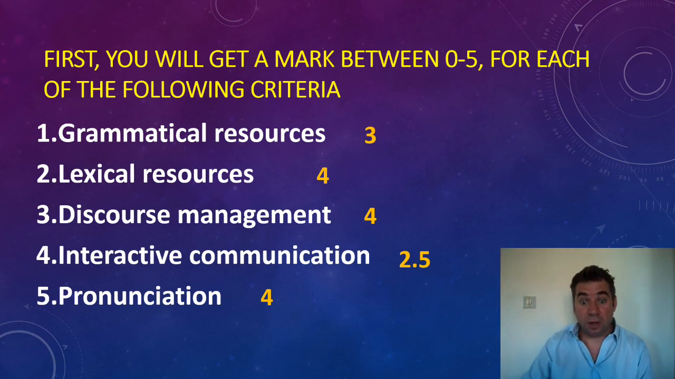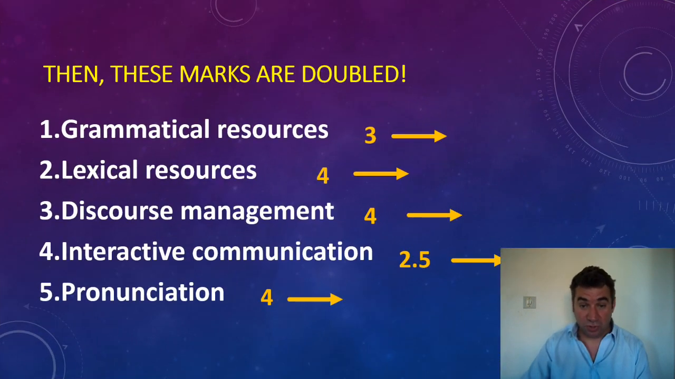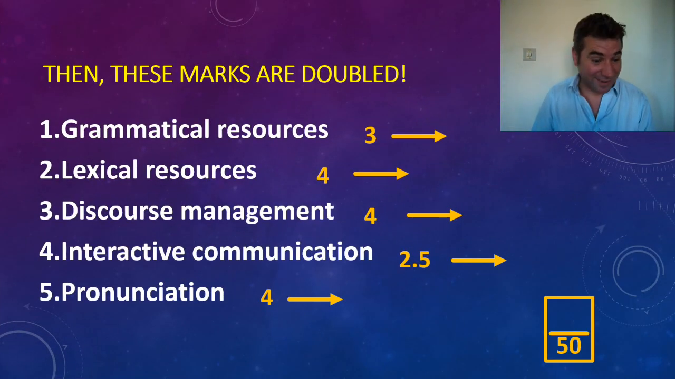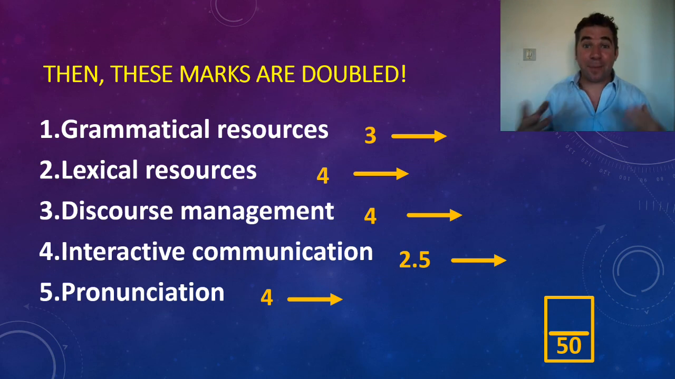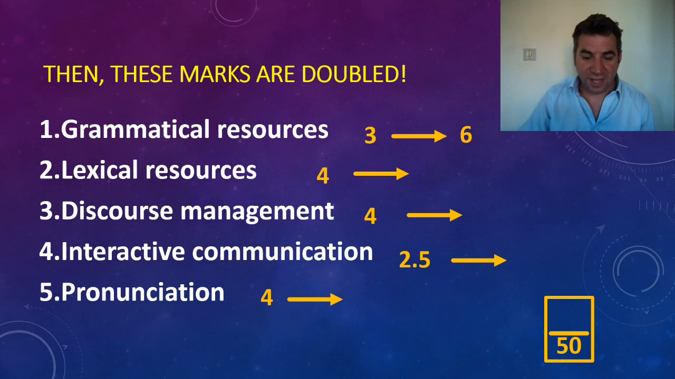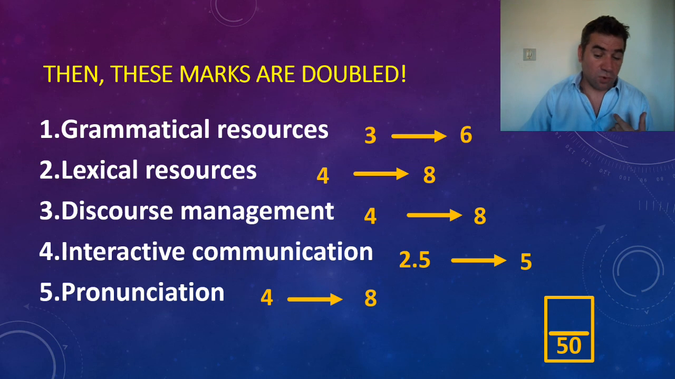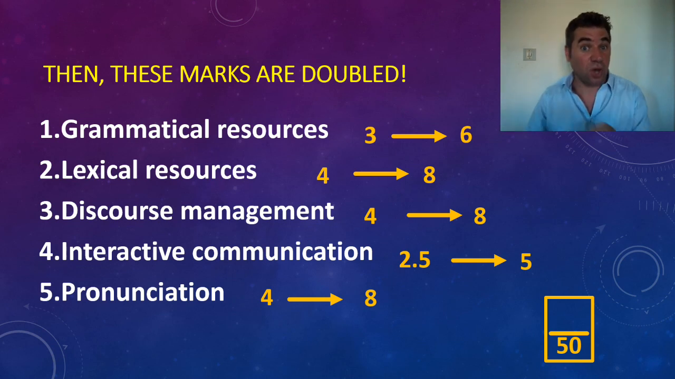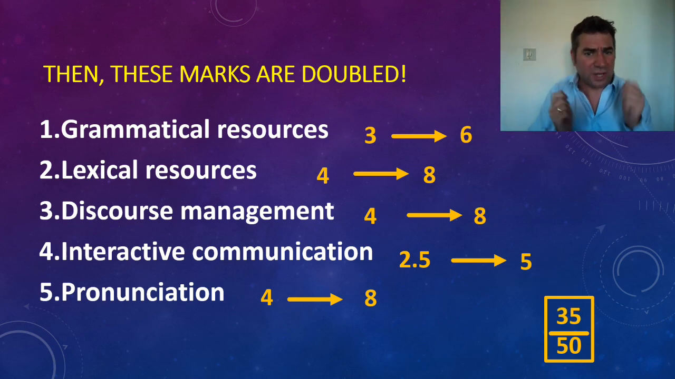So here we go. The first thing that the examiner will do, and this is where it starts getting a little weird, they get these marks and then they double them. Don't ask me why, but they do. So 3 goes to 6, 4 to 8, 4 to 8, 2.5 to 5, 4 to 8. Okay, so each one of these basically is a maximum out of 10, therefore giving you a total out of 50. So the grand total here, drum roll, is 35 out of 50. That's it, you say, and then they just double it. No, there's more.